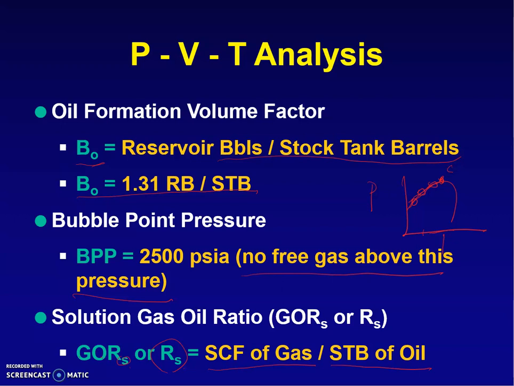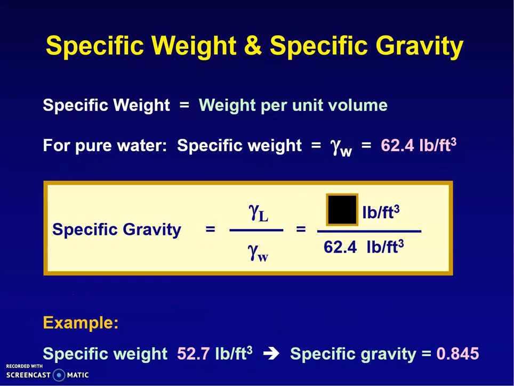So some more parameters that are important are the specific weight and specific gravity. Specific weight is the weight per unit volume. For water, for example, specific weight is 62.4 pounds per cubic foot. It's a density, right? Weight per volume is density. So that's basically the same thing that we're talking about here.